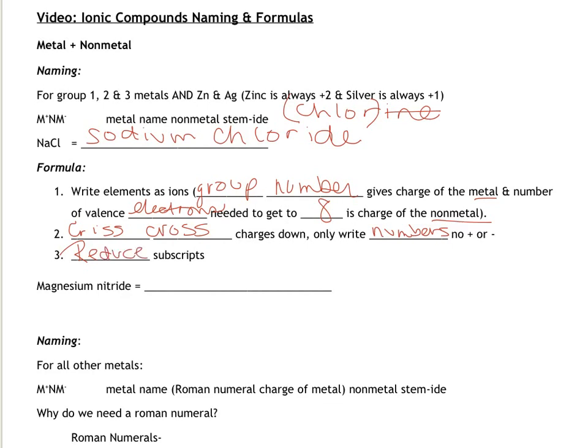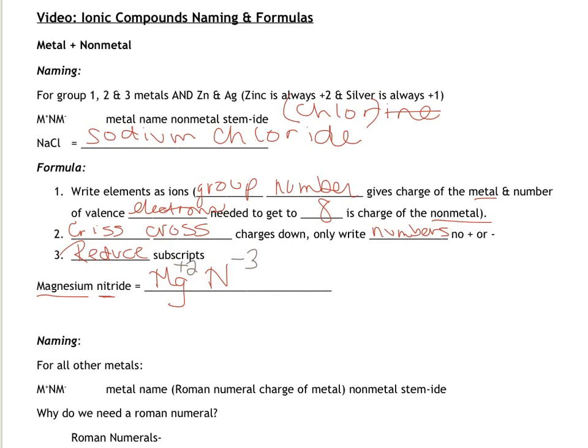So for example, on the periodic table, I look for magnesium and nitride, which came from nitrogen. So I have Mg, and then I also have nitrogen. I look on the periodic table to find magnesium, and I see that magnesium is in group 2. Step 1 tells me that for a metal in groups 1, 2, or 3, the group number gives the charge. So magnesium's charge is +2 because metals lose electrons, so they become positive. Now nonmetals gain electrons and they become negative, and they gain the number of electrons needed to get to 8. So nitrogen is in group 5. It needs 3 more electrons to get to 8, so it has a charge of -3.